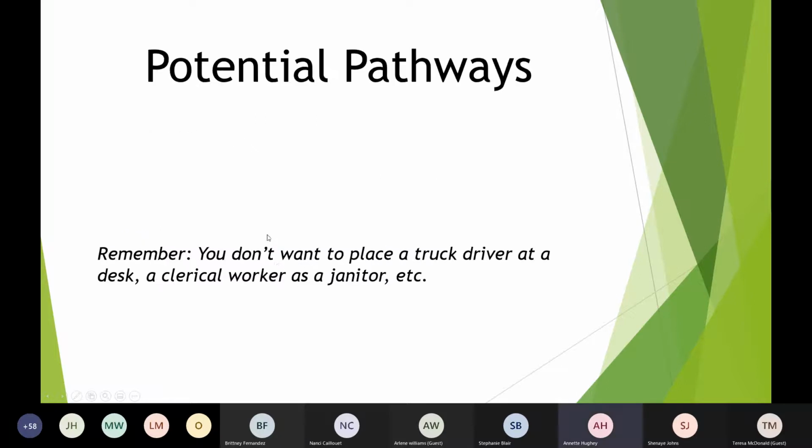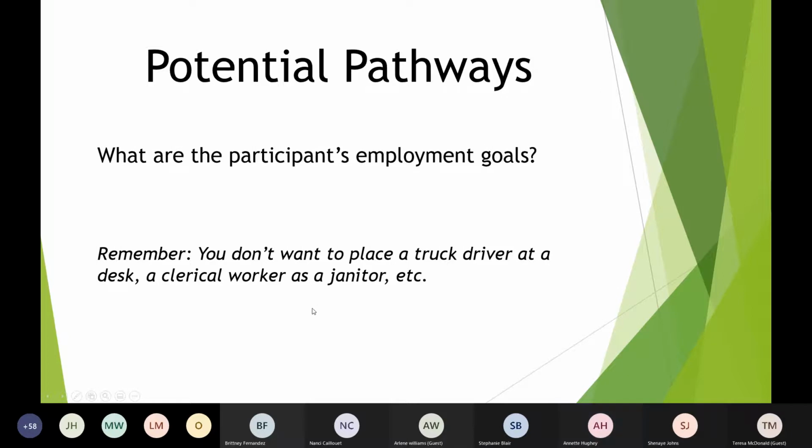And the potential pathways. What are the participants' employment goals? A lot of times people are not sure what they want to do, especially non-traditional individuals that are returning to the workforce. So we have to give them guidance during the assessment, and make sure that they're precise in what they want to do and what type of worker they're looking to be.